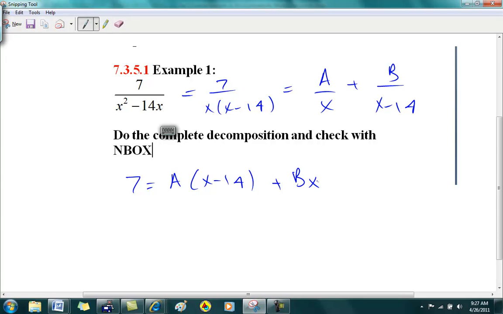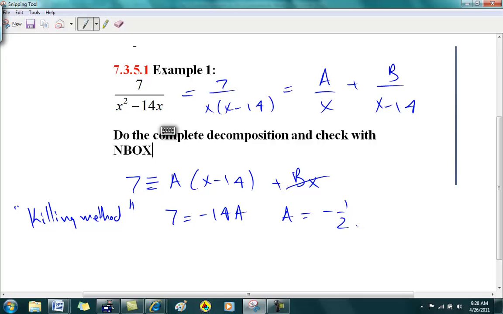Let me write this here. Okay, again, I want to solve for a and b. So this is what I call the killing method. You can see that I can kill b by putting x equals 0. And since this is really an identity, I get 7 equals, I put x equals 0, I get minus 14a, and this disappears, which gives me a is equal to minus a half. Okay, so this is kill b.